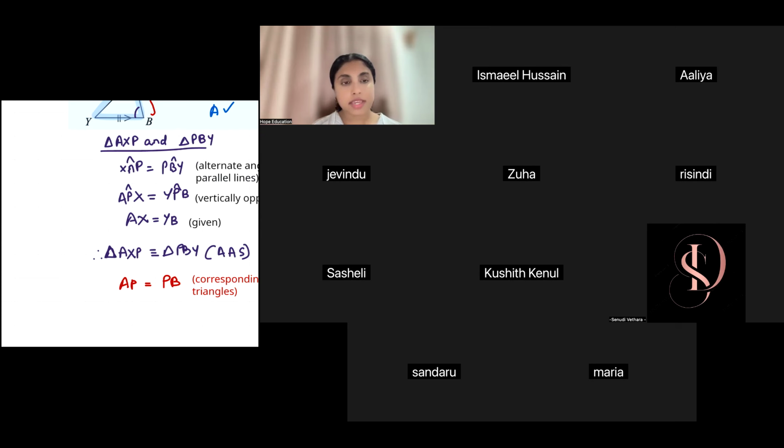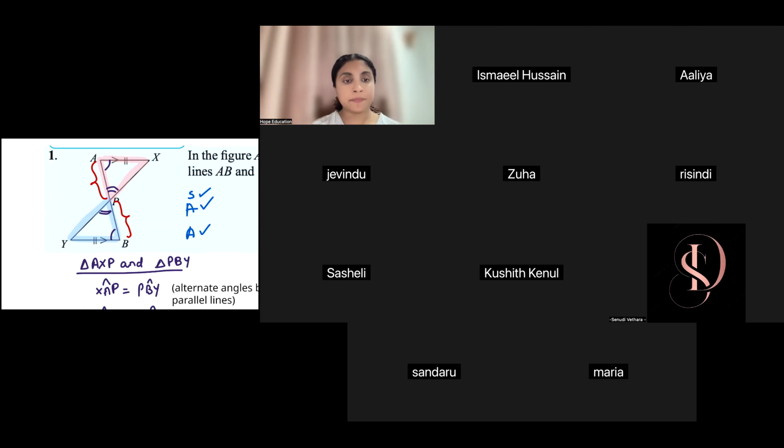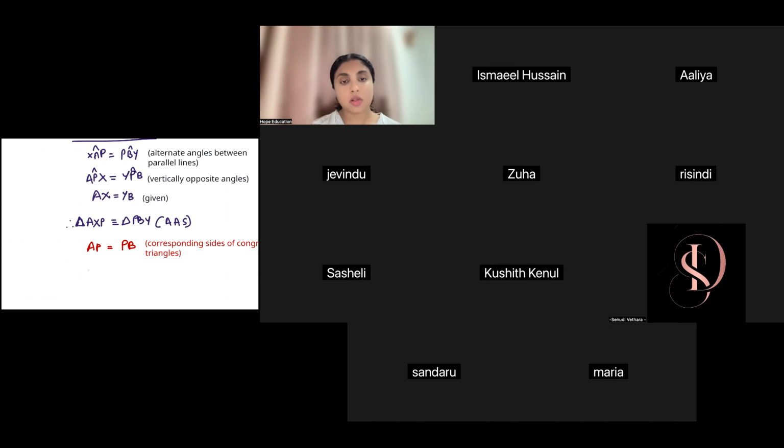Also, can you see that PX side is equal to YP? PX is equal to YP again for the same reason.